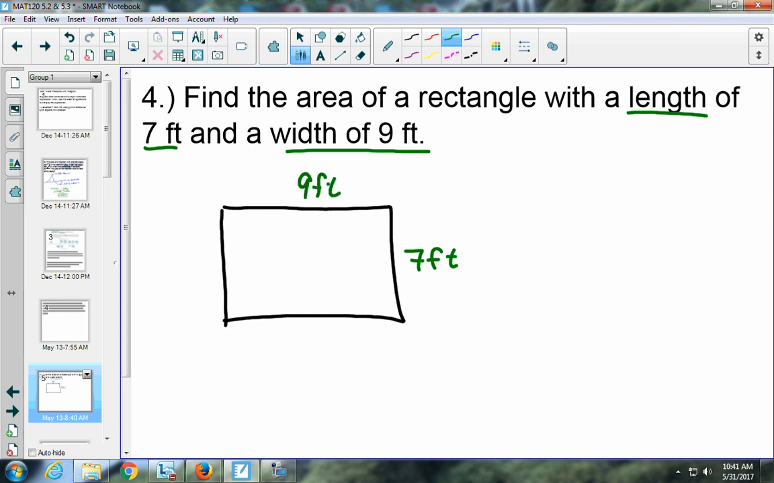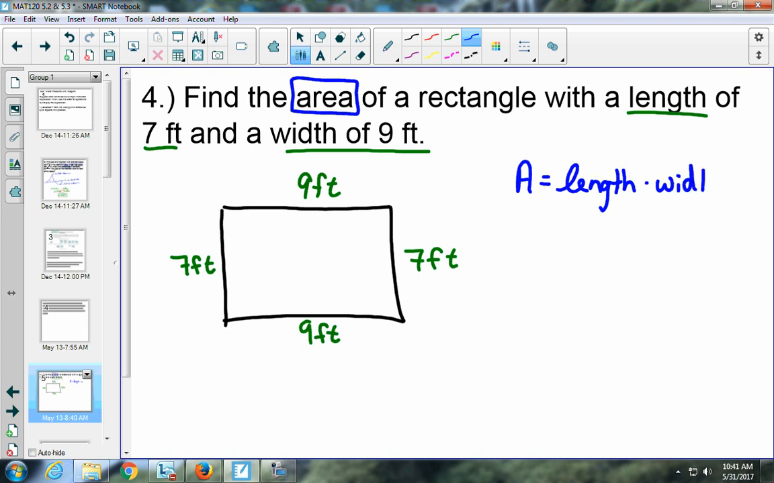And you really only have to label two sides, but you can remember that in rectangles, opposite sides are always equal. So this side down here also has to be 9 feet, and this side over here also has to be 7 feet. Now they told us to find the area, so that requires you memorizing a formula. The area of a rectangle is its length times its width. And a lot of times we'll just abbreviate that L times W.